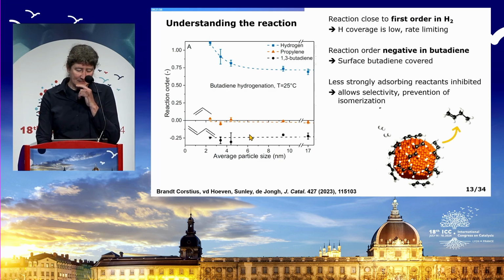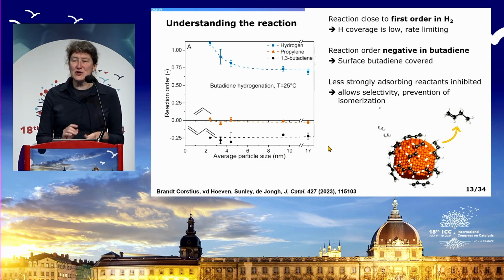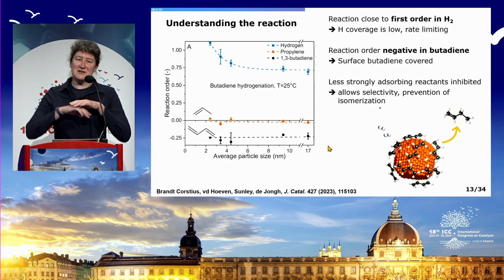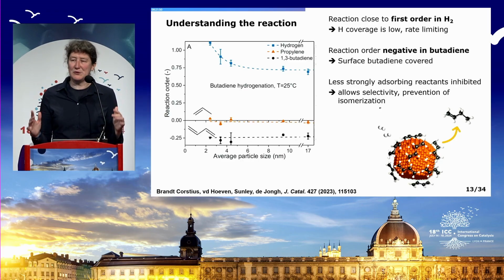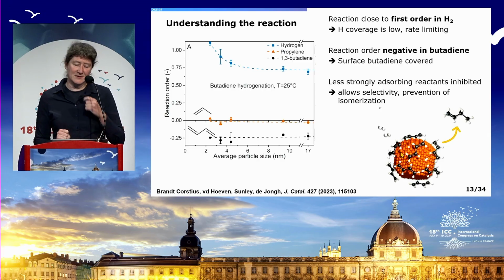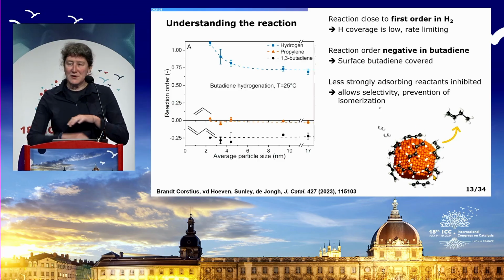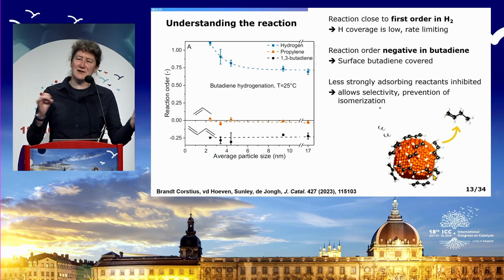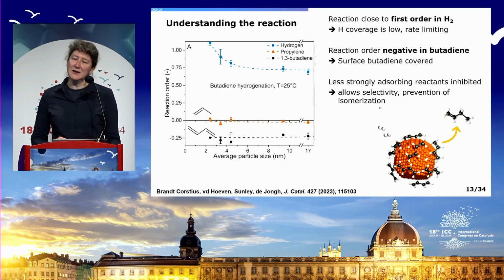So that's expressed here. But it's not so counterintuitive. It basically just means that my metal surface is covered with butadiene. It's the one that adsorbs most strongly. So basically this whole metal particle is covered in butadiene. And only now and then one of these hydrogen atoms manages to find a place, and then you'll have a hydrogenation reaction. So that explains why it is negative, because if I have more, my surface is even more covered, and there's no hydrogen that manages to squeeze in between to do the reaction.